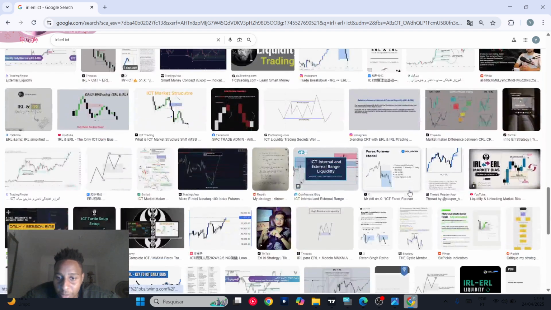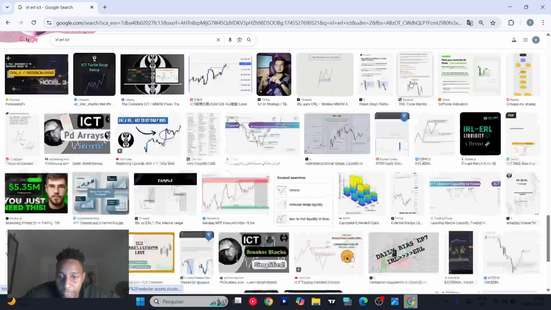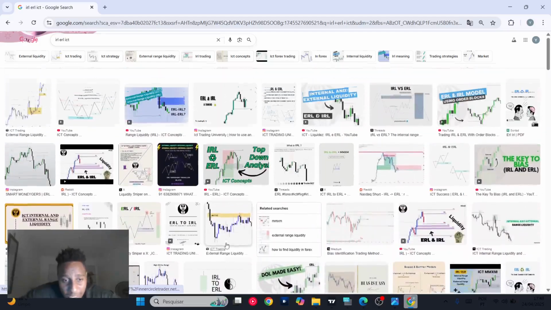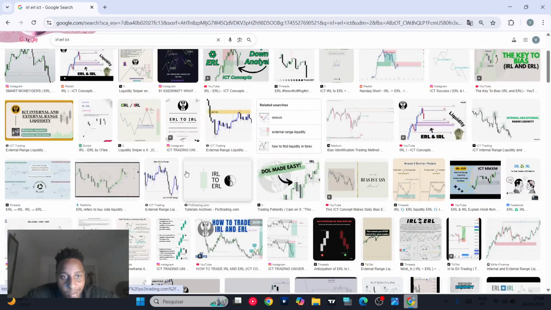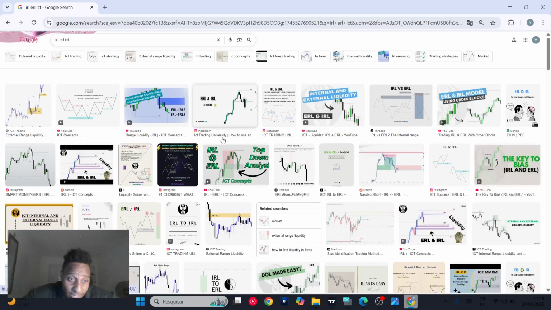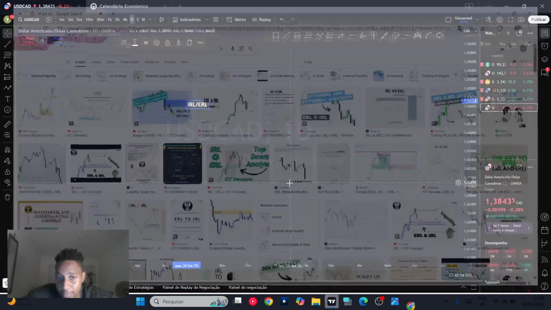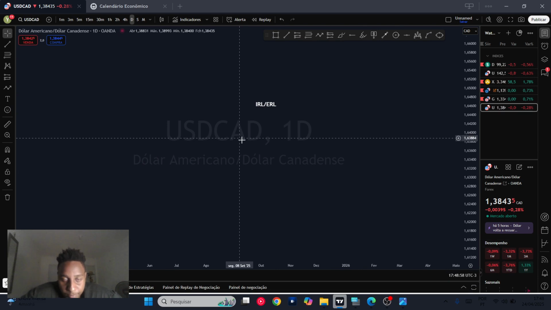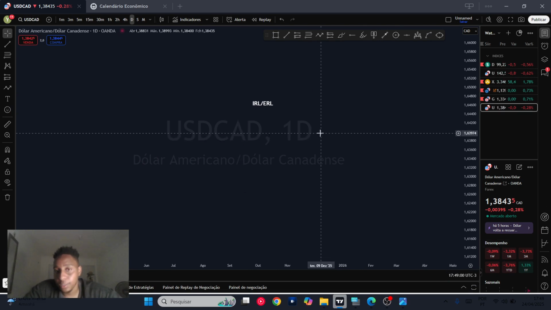Sorry guys, nobody is able to explain this the way I want to explain it to you. I wanted to see here, just in case you guys don't understand, but basically I will spend the next 5 minutes explaining this. So, internal range liquidity and external range liquidity.